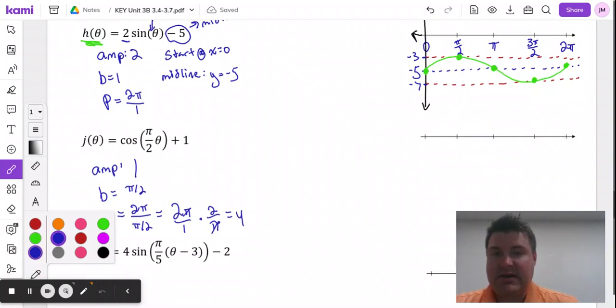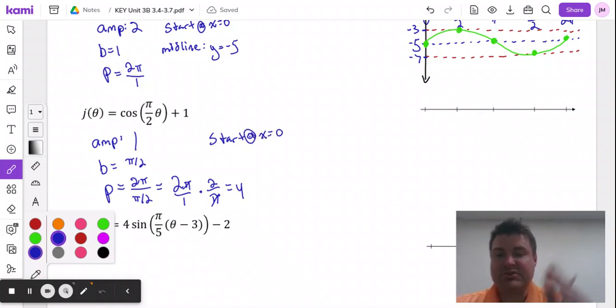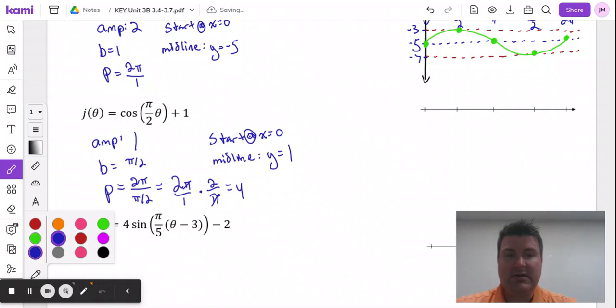My starting x equals 0 because there's no C value to shift. And my midline is at y equals positive 1. So I'm starting at 0 because I did not shift this right or left. My period is 4, so I'm going to end up over there. The middle between 0 and 4: add the two numbers, divide by 2, you're going to get 2. Then 1 and 3.